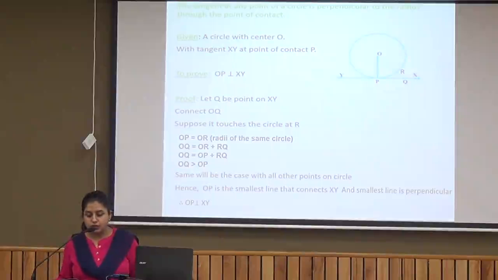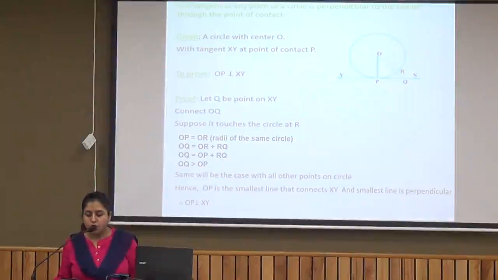We are given a circle with center O with tangent XY at the point of contact P. Now what is to be proved? We need to prove that OP is perpendicular to XY. Let's start the proof. Let Q be a point on XY. Then connect OQ. Suppose it is touching the circle at the point R. Now you can see here OP is equal to OR, because these are the radii of the same circle.